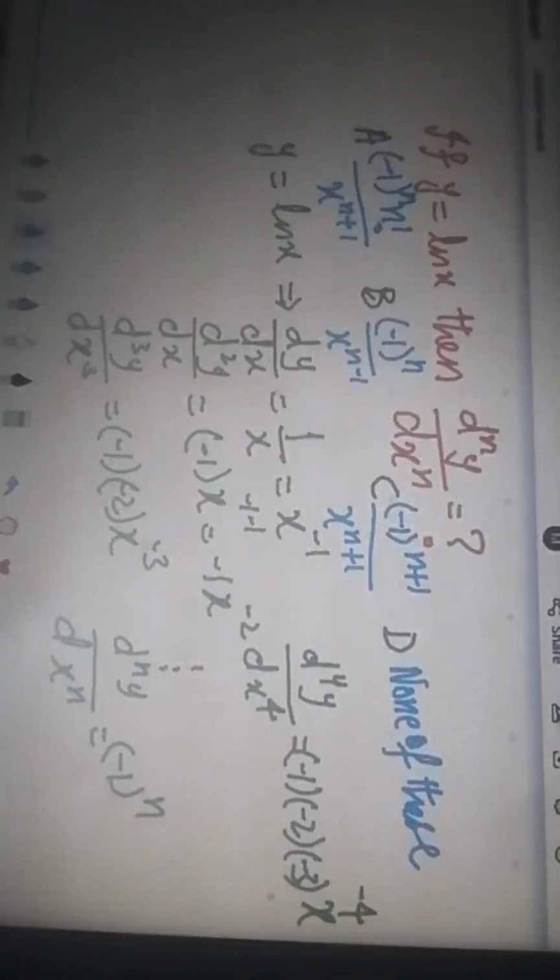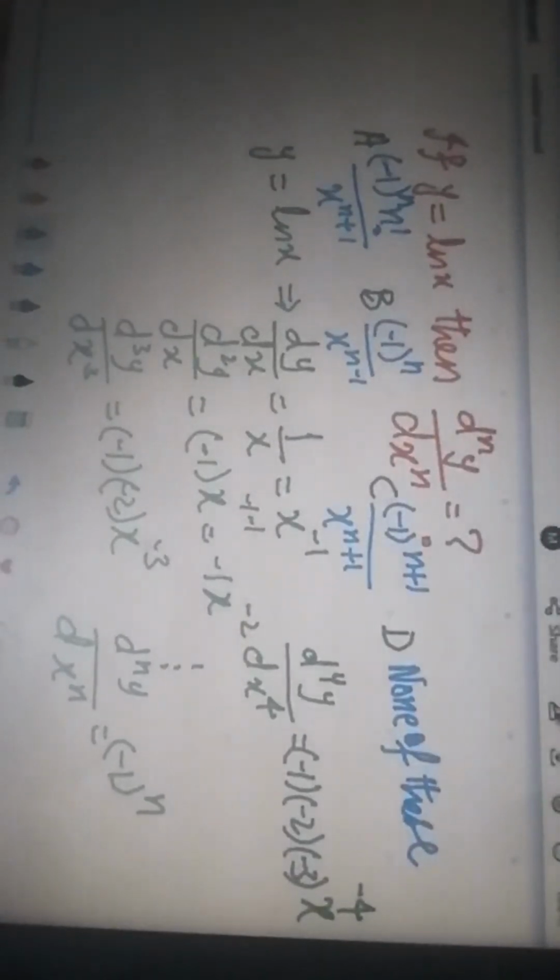Factorial is also appearing. See that in the fourth derivative, the third derivative's factorial has appeared. We can write a third derivative factorial here, right? If it is the fourth order derivative, the factorial appearing is the third. So in the nth derivative, what will appear is n minus 1 factorial.